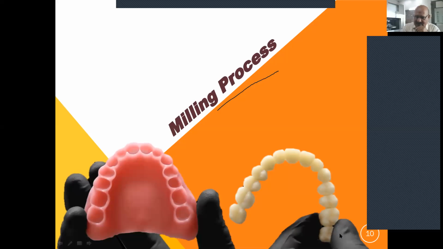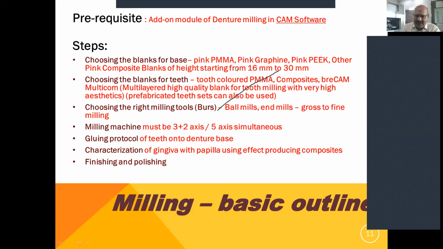And the milling process. In the milling process, the material available today is a pink PMMA, a pink graphene, which has a very long life, 10 years, 12 years, no issue. And the pink PEEK, polyether ether ketone, which is also in the market for some time, maybe about 5 to 6 years. Other pink composite blanks are available, usually with heights going up to 30 millimeters as per the height of the maxilla.